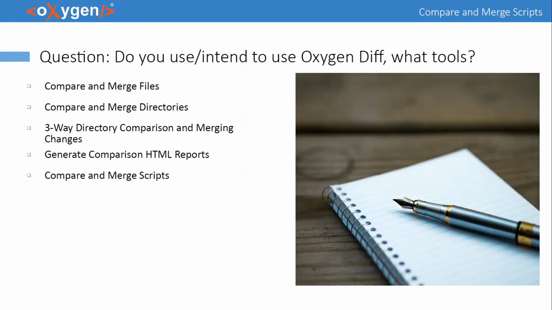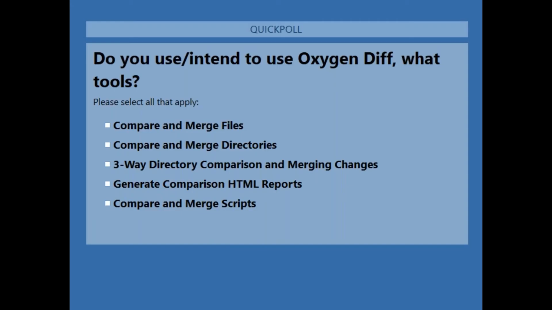I have a question for you before we continue. Do you use, or maybe intend to use, Oxygen Diff, and what tools do you want to use, or maybe you are using now? So the answers are: the compare and merge files, or the compare and merge directories, or the three-way comparison that allows you to merge changes from projects, or the support to save the results to generate comparison HTML reports from Oxygen, or the comparison file script that we added in the new version. So we'll leave this poll so everyone can answer, and then we'll share the results with you, and we'll see which one. It's a question with multiple answers. I think you already know, and you can check maybe you want to use them all or intend to use them all.